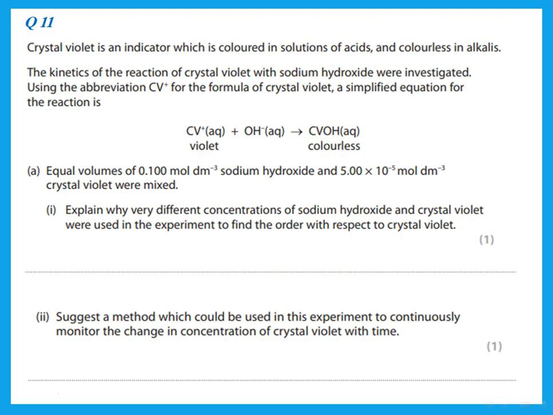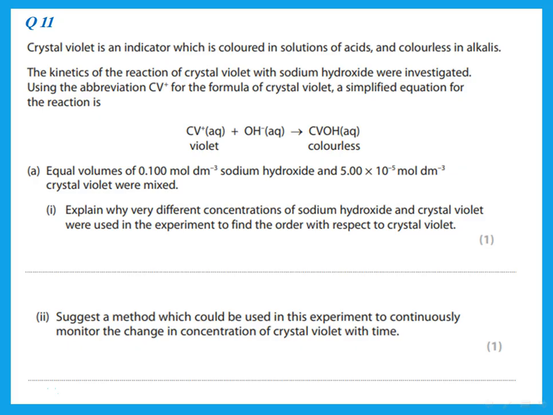This question says crystal violet is an indicator which is colored in solutions of acids and colorless in alkalis. The kinetics of the reaction of crystal violet and sodium hydroxide were investigated, using the abbreviation CV plus for the formula of crystal violet. A simplified equation for the reaction is this: equal volumes of 0.1 mole per decimeter cube sodium hydroxide and 5 times 10 to the minus 5 mole per decimeter cube of crystal violet. So the concentration of the crystal violet is much smaller compared to the hydroxide. Explain why very different concentrations were used.